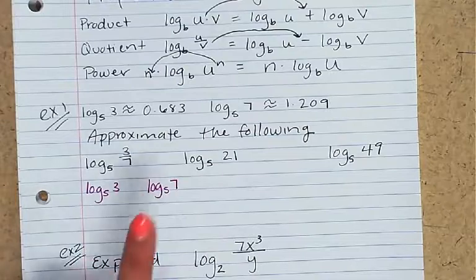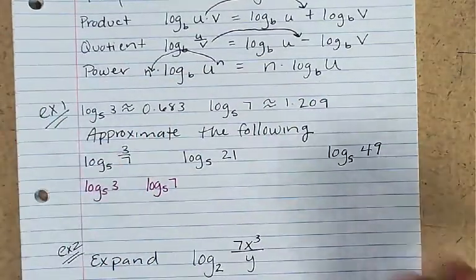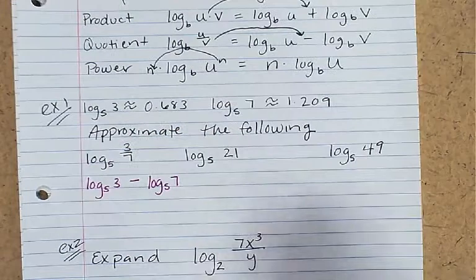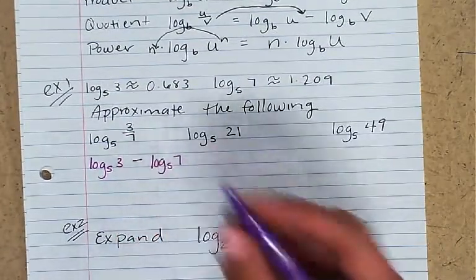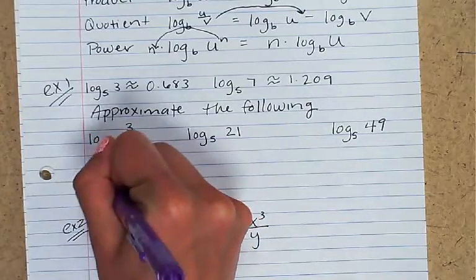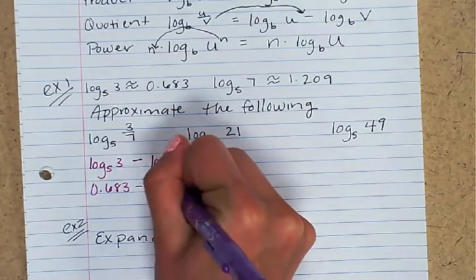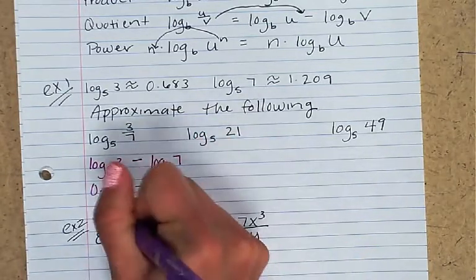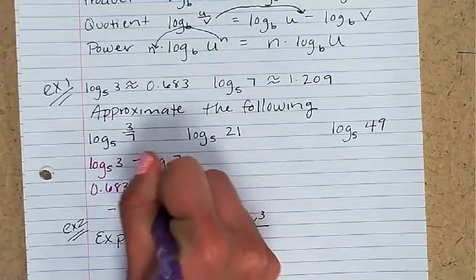now we just have to decide what operation goes in here. If you're splitting them up, division becomes subtraction. And so now we have these values that we can fill in. Log base 5 of 3 is 0.683. Log base 5 of 7 is 1.209. So if I subtract that, I'll get about negative 0.526.